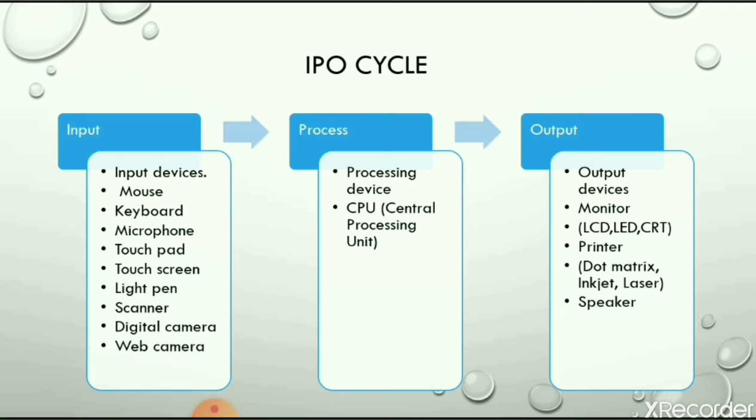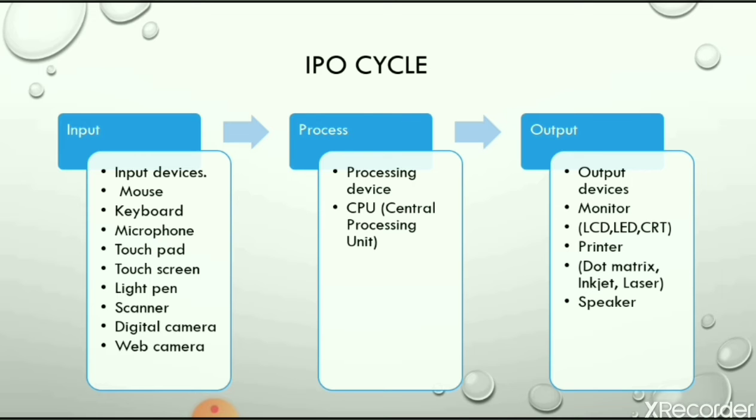For example, we are using a mouse, that is an input device. We click on MS Paint on our desktop. We just click. Then the CPU processes that click, and at last we get the result, and in the result MS Paint is open now. We can see that on the monitor, and the monitor is an output device.